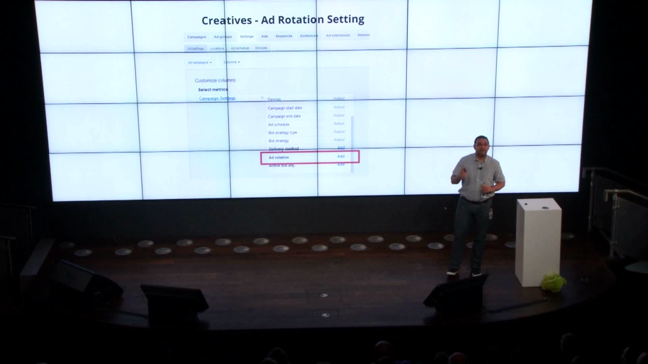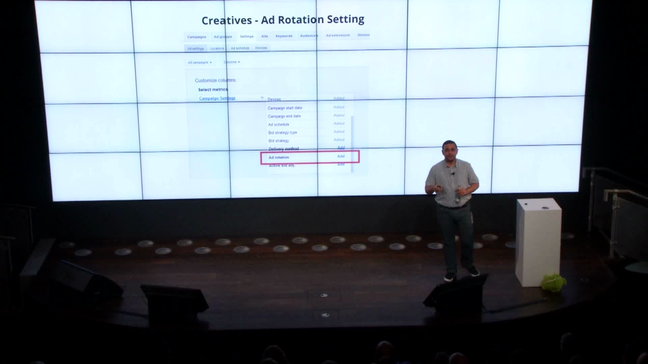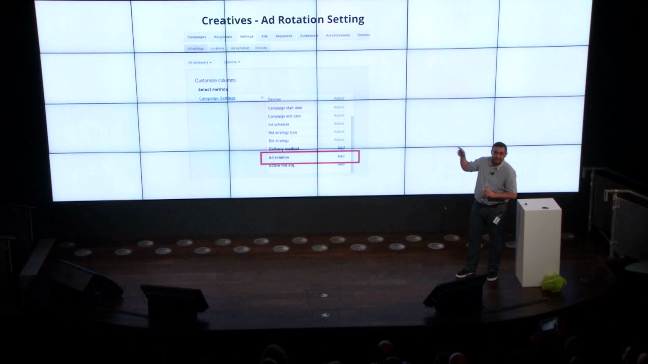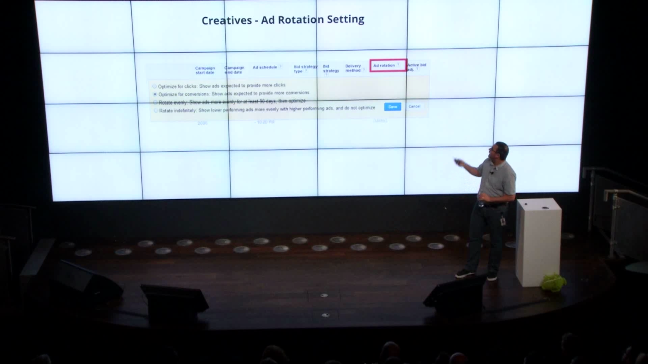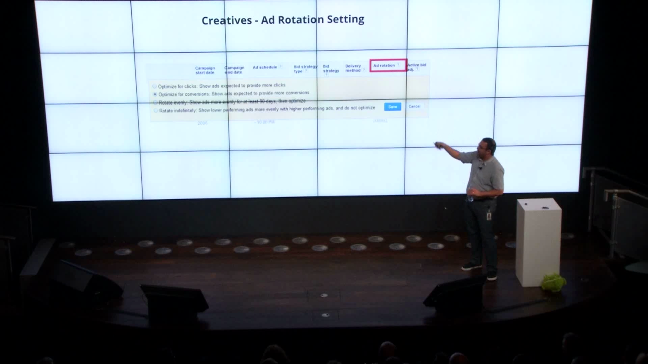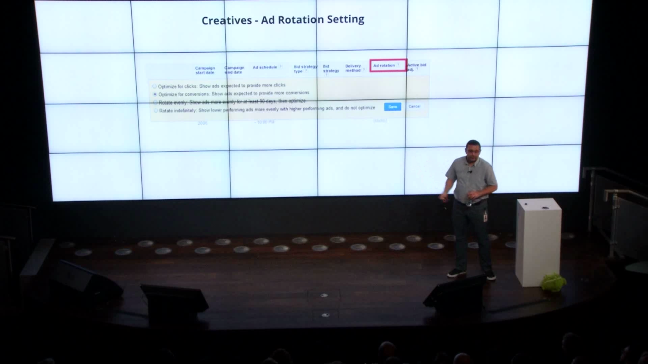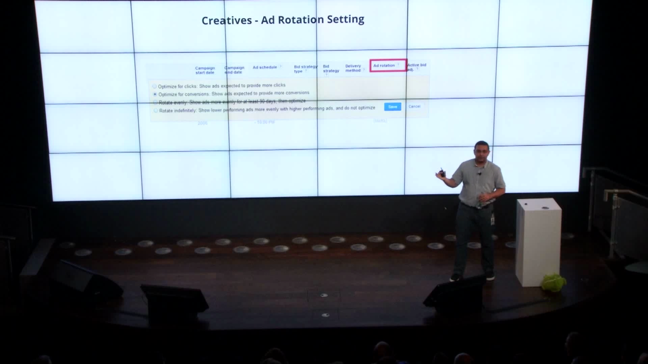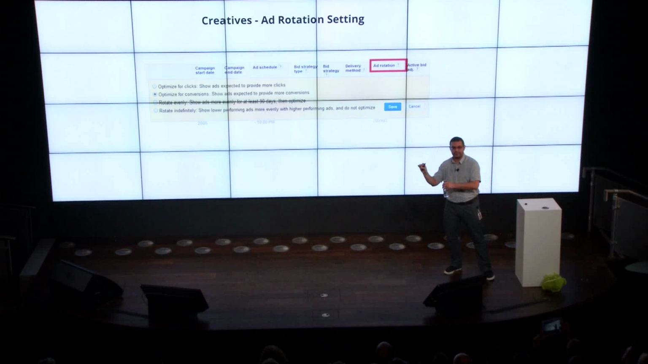Ad rotation setting, very important. Especially if you are using conversion tracking, then you should add this manually. It's not added by default. Go to customize columns, campaign settings, ad rotation, add it to your settings, and then you will see such a menu. If you choose optimize for clicks, and let's say you have 4 ad texts in one ad group, the system will look at the highest CTR ad and pick that ad to show with your keyword.